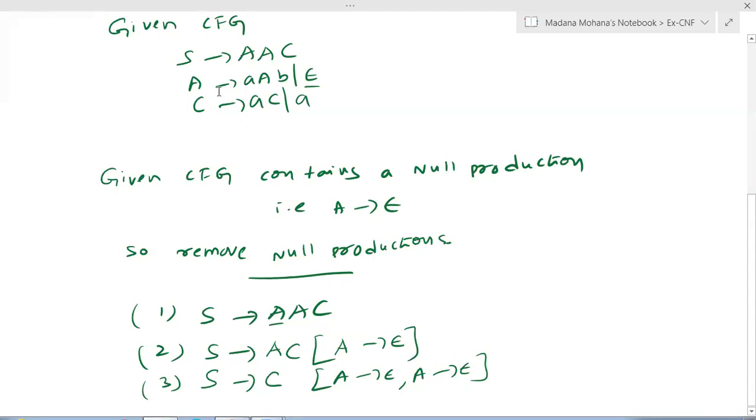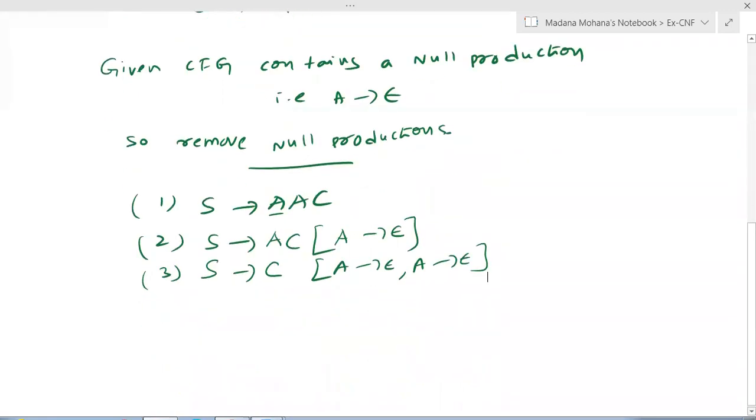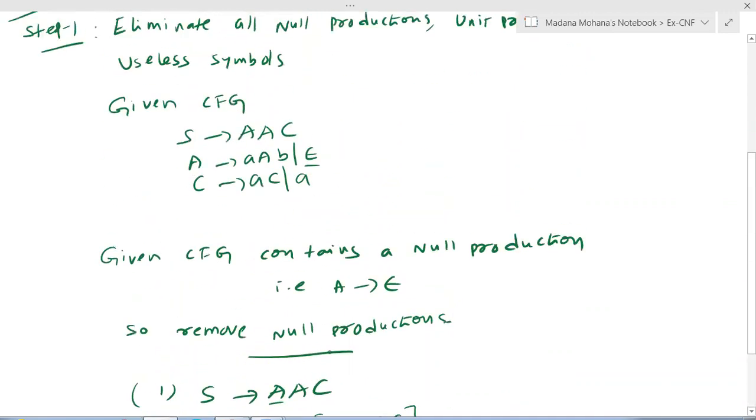Then coming to the A productions. A derives terminal A, variable A, terminal B, or null. So directly you can remove null, but in A derives AAB, the variable A is there. So there also you can substitute a null value. Now A derives terminal A, variable A, terminal B. A derives null is removed directly. The original production we can take as it is. Now in place of A, if you substitute null, you will get the terminal string AB. Here the substitution we used is A derives null. So these are all the resultant productions of A.